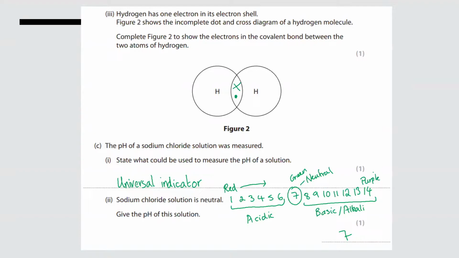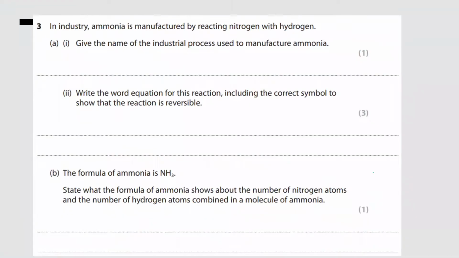If you've forgotten that, you need to look that up because they could ask what colour it will be as well. In industry, ammonia is manufactured by reacting nitrogen with hydrogen. Give the name of the industrial process used to manufacture ammonia. It's one you have to know the name. It's the Haber process, named after the person who invented it.